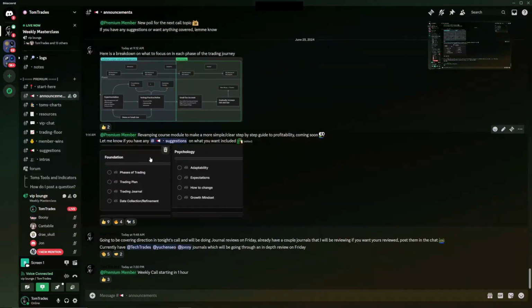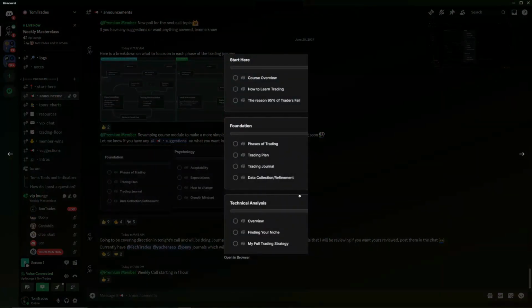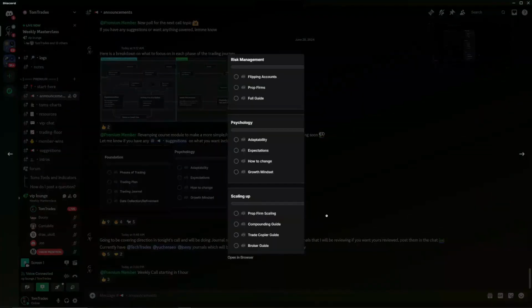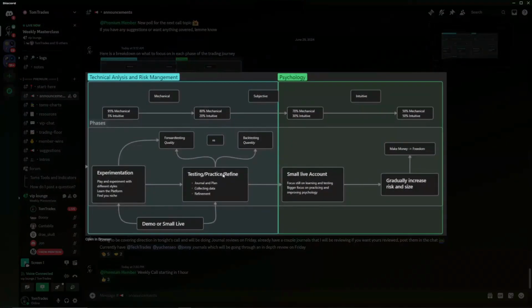How are you feeling about trades? That's so important as well, using that intuition. The course module is also going to be revamped. I'm going to make it a bit more clear. It's just a culmination of calls of different subjects, so I'm going to make it clear step by step. Start here: foundation, technical analysis, risk management, psychology, then scaling up. It's kind of just based off this.